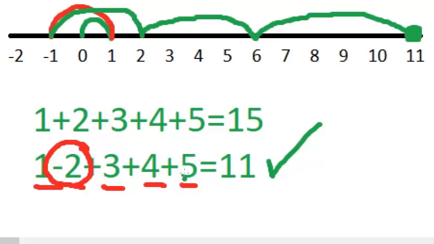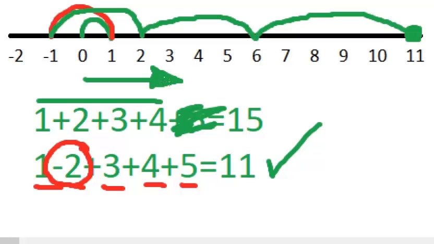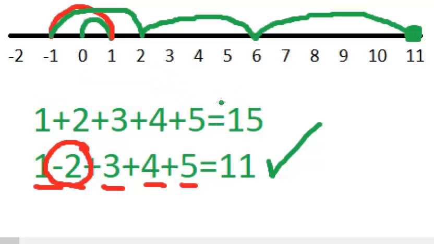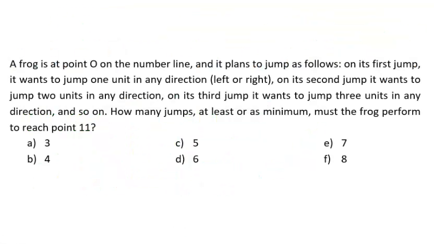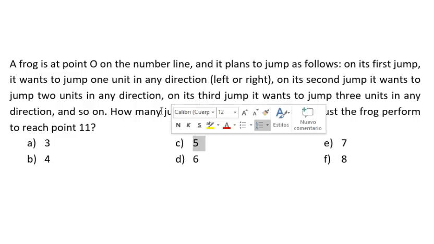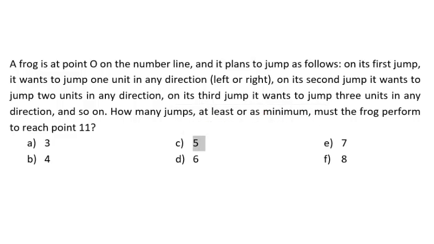Okay. So the minimum number of jumps that the frog needs to do is 5. It cannot be 4, because with only 4 jumps, even going only in this direction, that is only adding, you are not going to get 11, you get 10. It's impossible to do only 4 jumps and reach 11. You need 5 jumps as a minimum. So the answer is that the minimum number of jumps is 5.